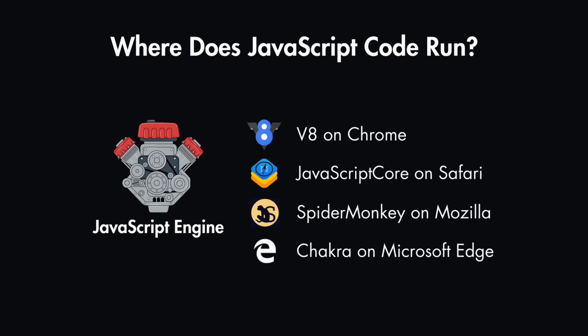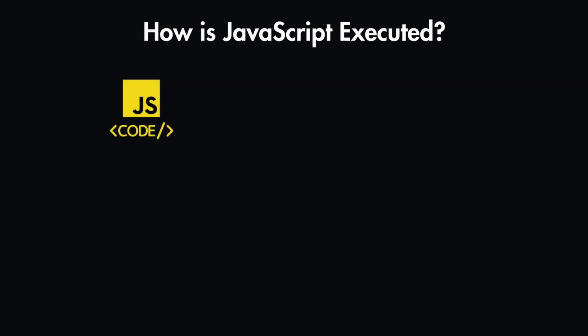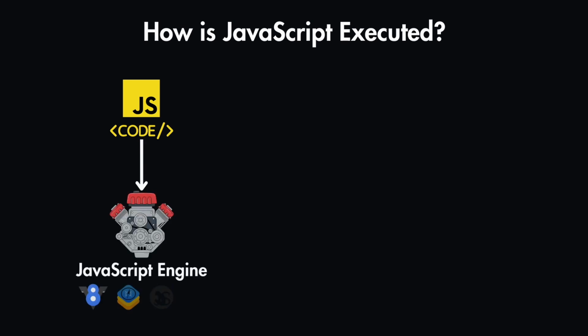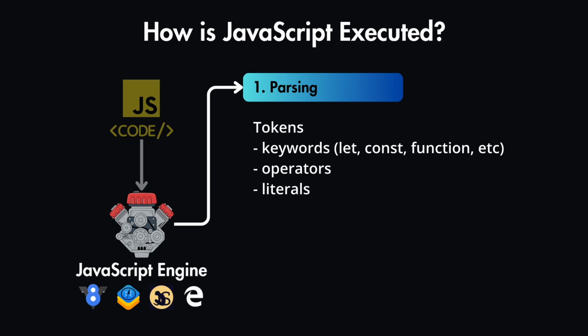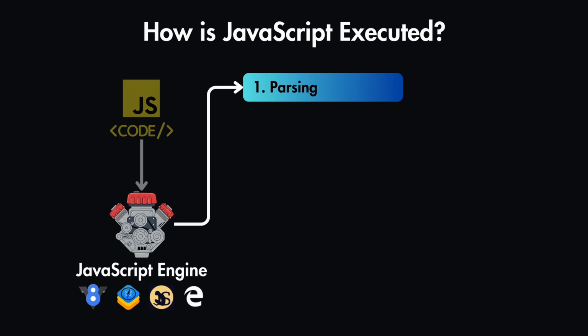Let's see how this actually works. So first you write your JavaScript code, and once the JavaScript file is received by the browser, the engine starts to compile your JavaScript code. But before compiling it, it first parses your JavaScript code. This means that it converts the source code into tokens, and tokens are just small units like keywords like let, const, or function keywords, and operators, literals, and identifiers. And then the JavaScript engine parses these tokens to create the abstract syntax tree.